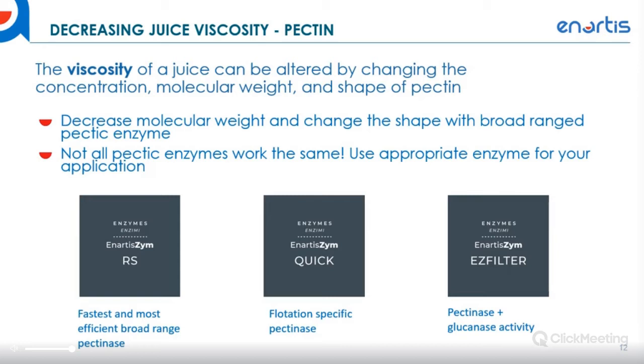Another new enzyme preparation that we're very excited about is the Enartis Zyme Easy Filter. This enzyme was originally developed to make filtration on wines easier because it has pectinase and glucanase activity. I'll talk more about glucans in a couple of minutes, but essentially its pectinase activity is also very broad ranged, and so it works very well to quickly depectinize juices and also works in wines as well. So between these three enzymes, you can find one enzyme that can help you with depectinizing your juice, making the juice less viscous and easier to clarify.